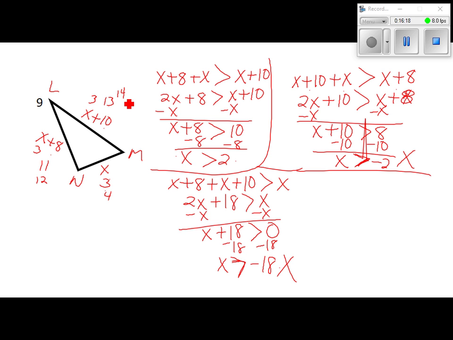And if we just keep going that way, you can tell which side's the biggest and which side's the smallest. We now know that this side has to be the biggest. It's always going to be the biggest. This side's always going to be the smallest. And this side's going to be the middle side.